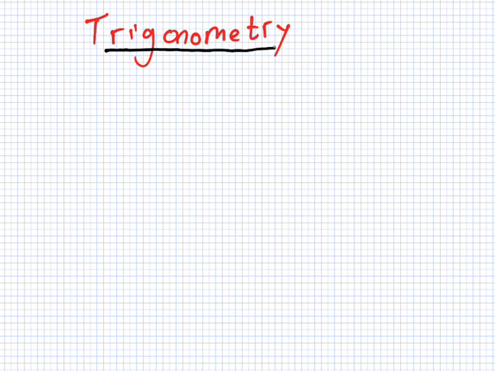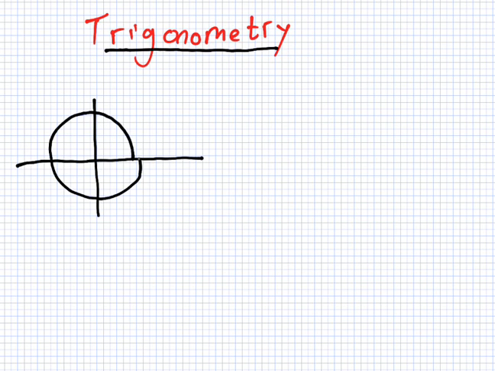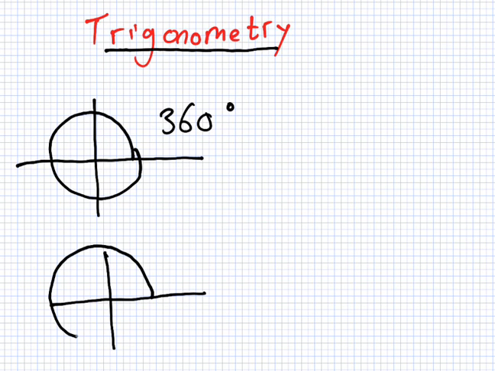Okay. So firstly, as you know, we measure angles using degrees. So this here is 360 degrees. But a new way, or a different way, of measuring angles is by using something called radians.